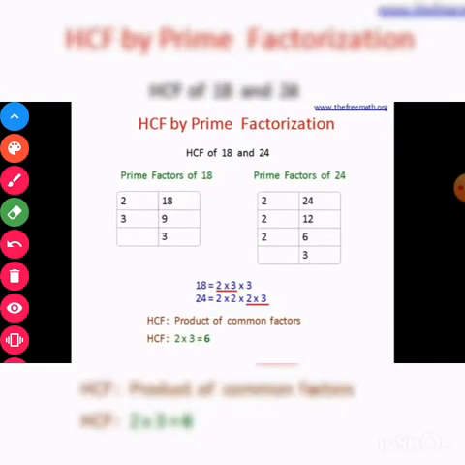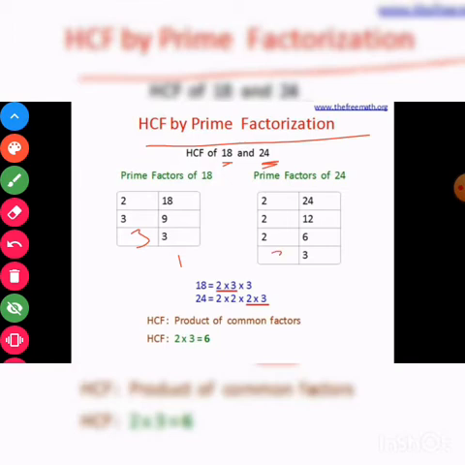Now let us find the HCF by using the prime factorization method. So you have learned how to do the prime factorization. Let us find out the HCF of two numbers, 18 and 24, by using the prime factorization method. Let us do the prime factorization of 18. You will get 2 into 3 into 3. When you do the prime factorization of 24, you will get 2 into 2 into 2 into 3.